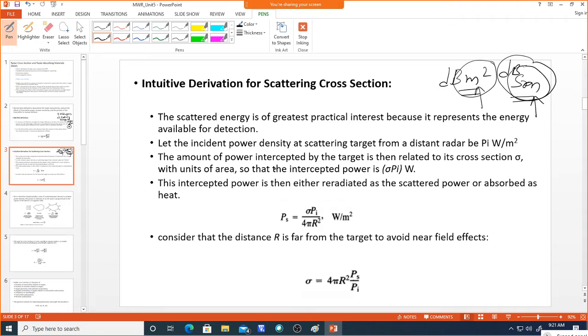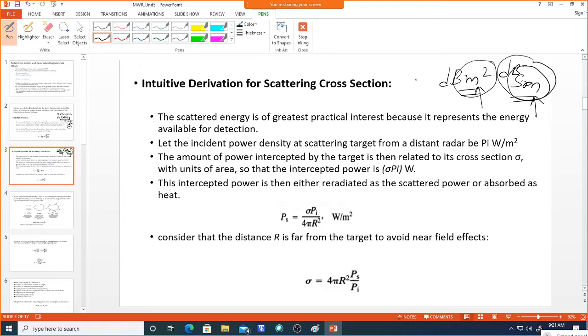Okay, so now the intercepted power by the target, which we can measure in terms of the radar cross section, is given by sigma times Pi. This will be measured in watts, because sigma is in meter square and the incident power is in watt per meter square, so if you multiply, it will be in watts. Now the intercepted power is then either re-radiated or scattered, or absorbed as heat.